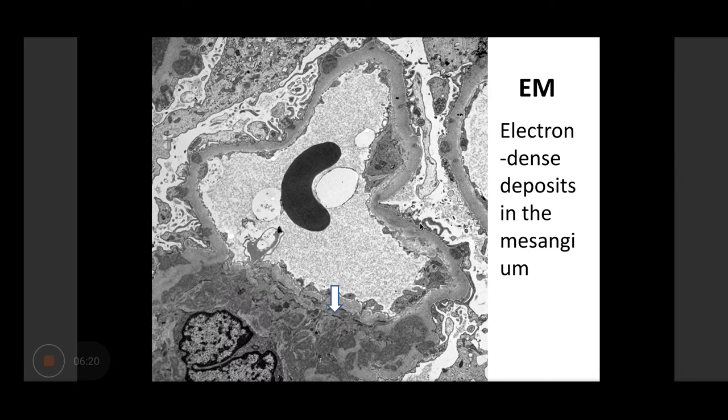level. The EM is not very helpful in making the diagnosis. It just acts as an adjunct. This is one case of IgA nephropathy. Now this is your glomerular capillary tuft, right? And if you look carefully here in the mesangium, there are these numerous dark gray electron dense deposits. This is the way in which IgA nephropathy will develop.